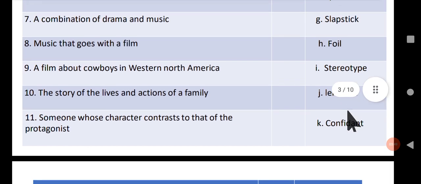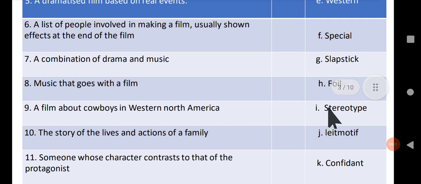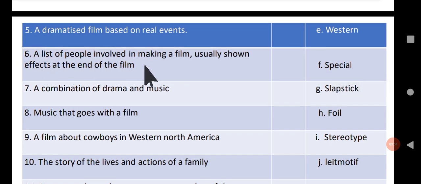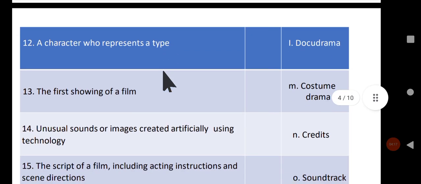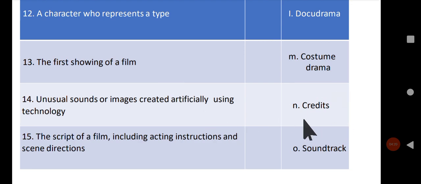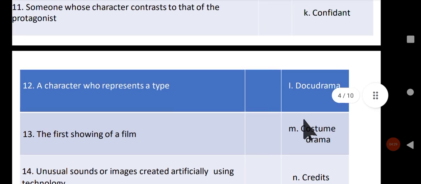Okay. Next one, the sixth one: a list of people involved in making a film, usually shown at the end of the film. At the end of the film you get the list of names, right? All the people who have had a hand in this film. All their names usually come at the end. So what is it called? That is called credits. Credits go to so-and-so person because they have done some work in this, right? So that is called credits.